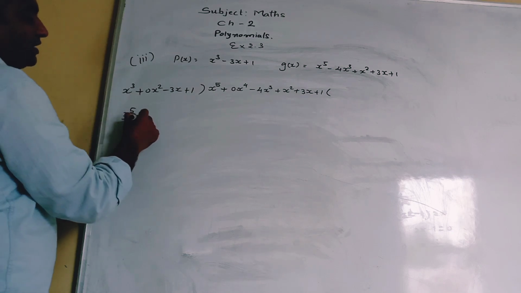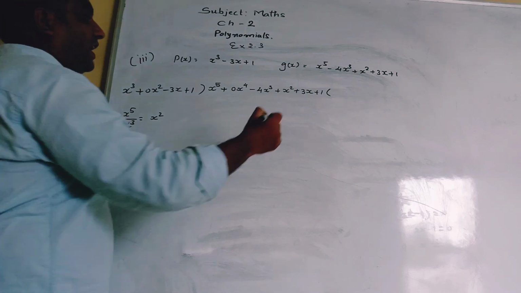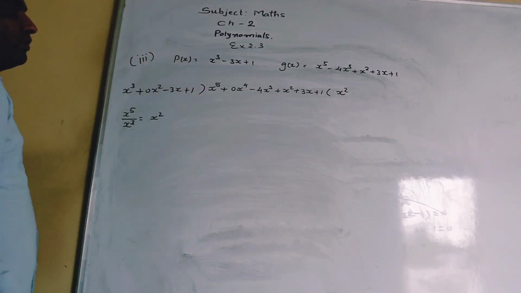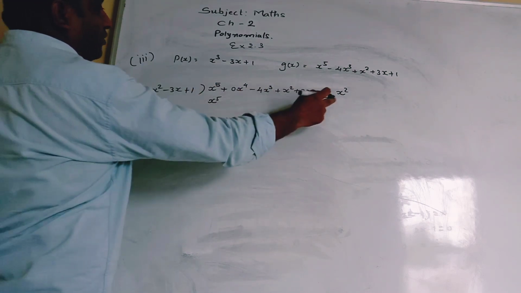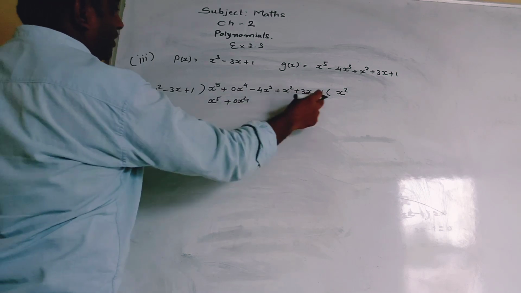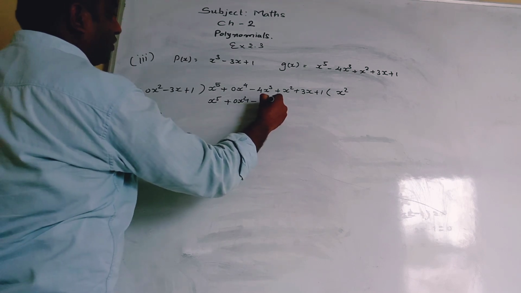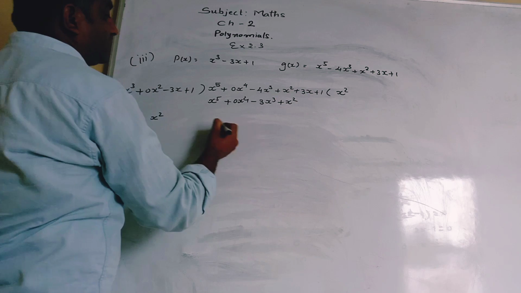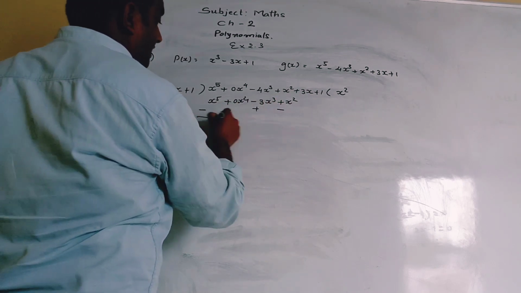So here 5 minus 3 is 2, so x square. Now the quotient is x square. With the x square we multiply the divisor polynomial: x square into x cube, x raised to 5; x square into 0x square, 0x raised to 4; x square into 3x minus 3x cube; x square into 1 plus x square. So now it will be minus minus plus minus, we change the sign.